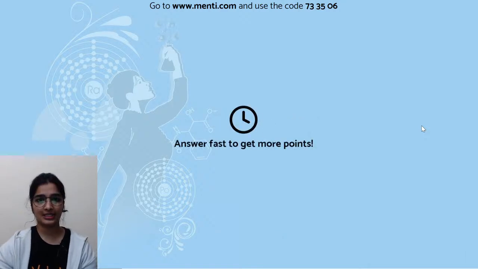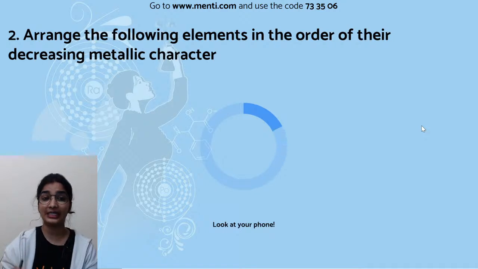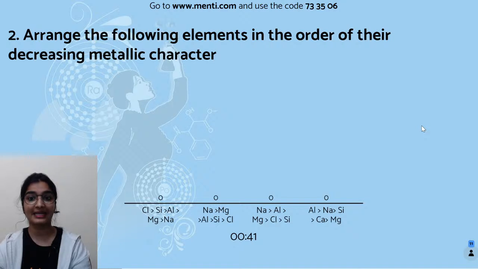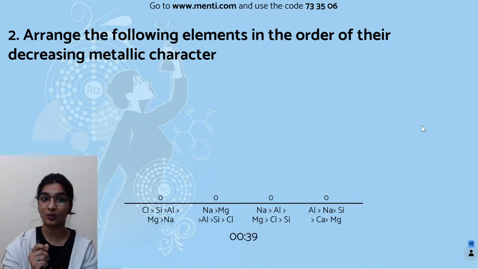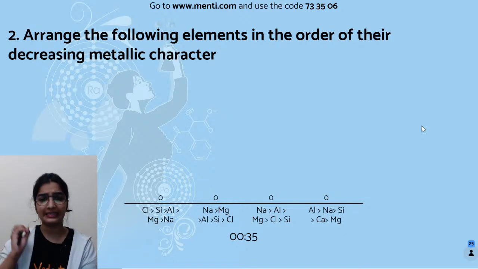So the question is, arrange the following elements in the order of their decreasing metallic character. See, first find out whether these elements belong to the same group or period and then answer.